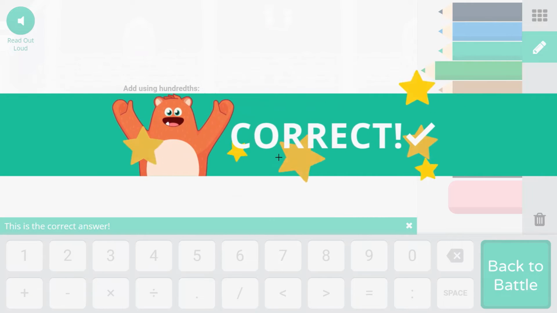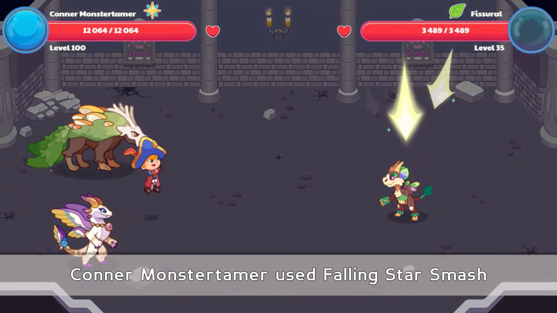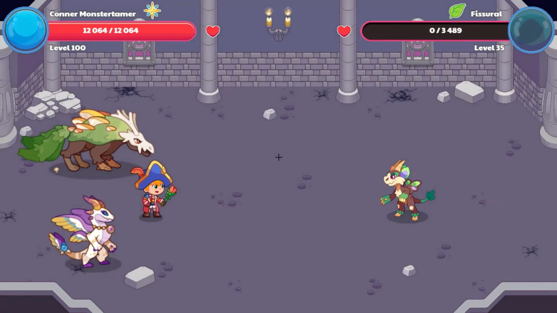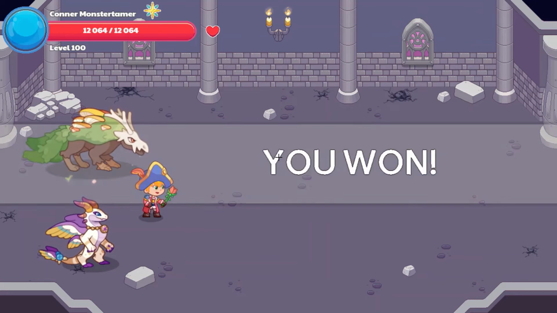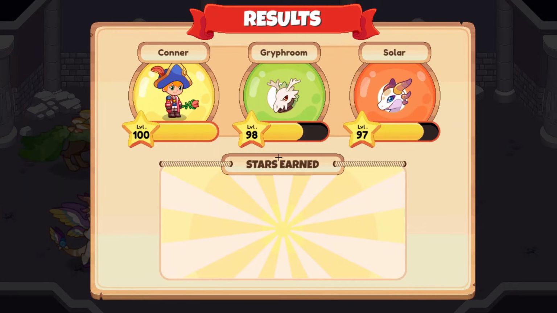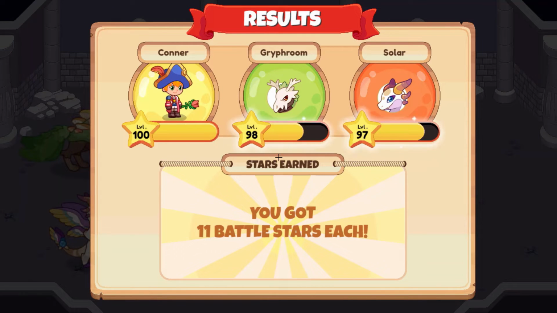The main thing is just remember where the decimal place is and put everything back down into where it needs to go in the right column. And if you're paying attention to that, you're going to do awesome. All right, goodbye, Fish Roll. 11 more battle stars here.